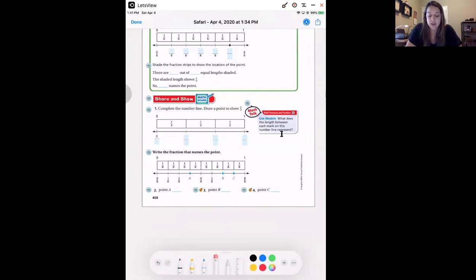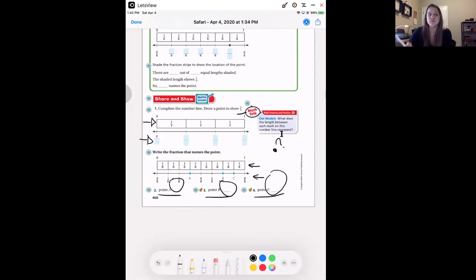Now, number 1, complete the number line and draw a point to show 2/3. They did the fraction strips for you right here. So all you need to do is label the fractions and then draw your point. Where does this point go? Where is 2/3? Number 2, they give you the fraction strips here and they give you the number line here. Find point A, find point B, find point C, write the fractions. Got it? Good.